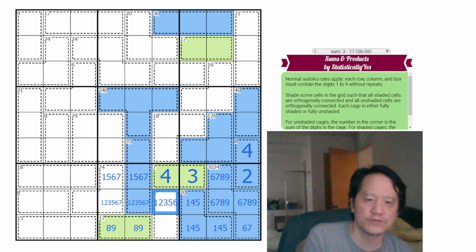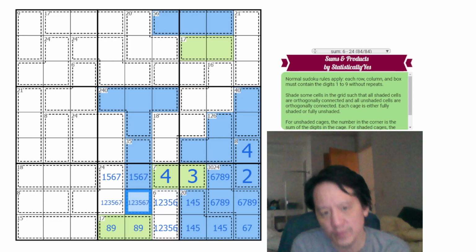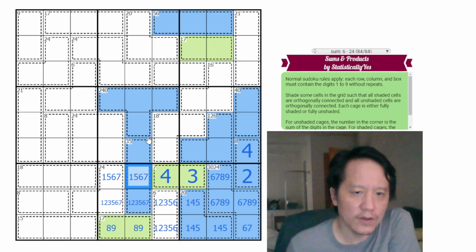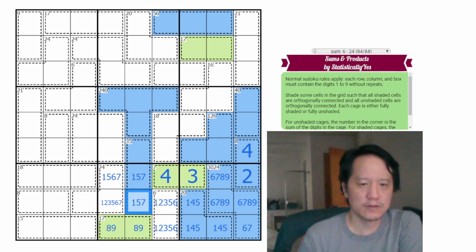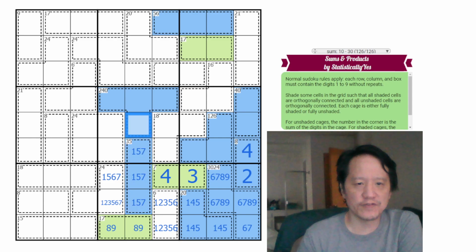7, 3, 5, 6, 7. It could be 6 or 7. It could be 6. It cannot be 7. So this has to be 1, 5, and 7. This is 1, 5, 7. So there cannot be a 1, 5, 7 here.